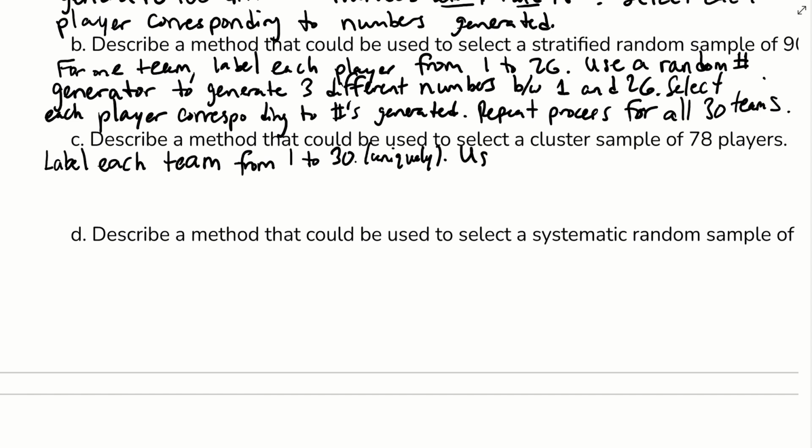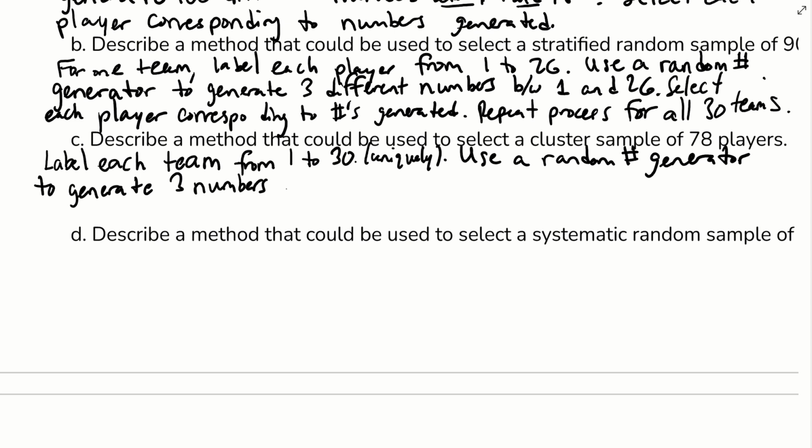Then use a random number generator to generate three numbers. So we want 3 teams, 3 different numbers, or 3 unique numbers, or 3 numbers, no repeats. Either one of those is fine. Between 1 and 30.